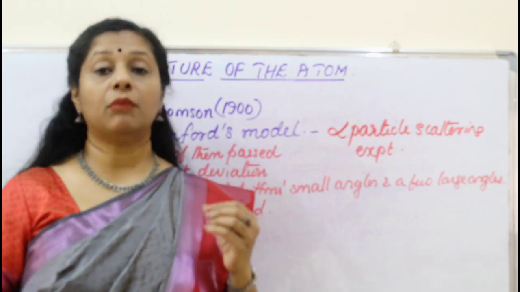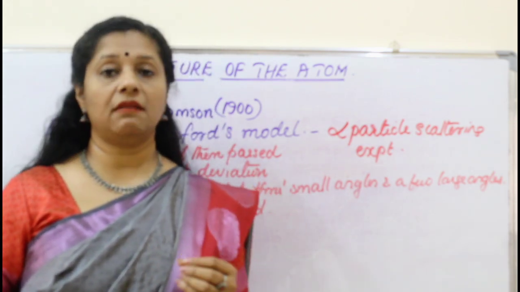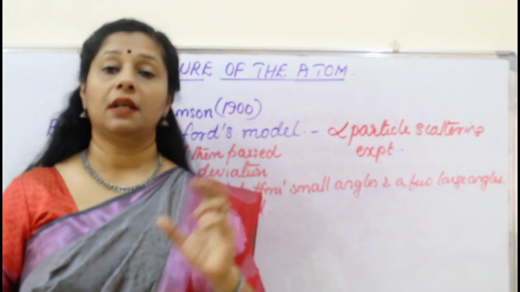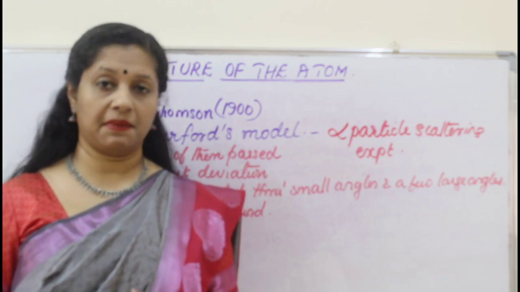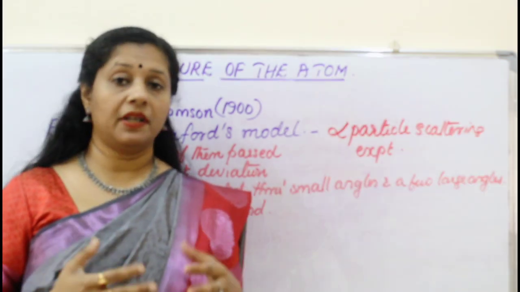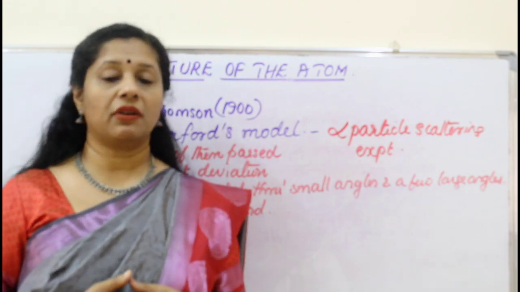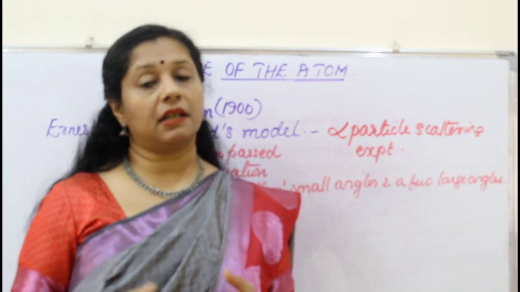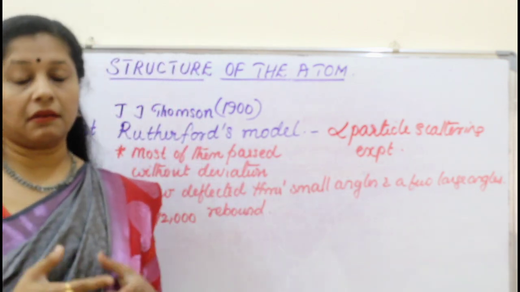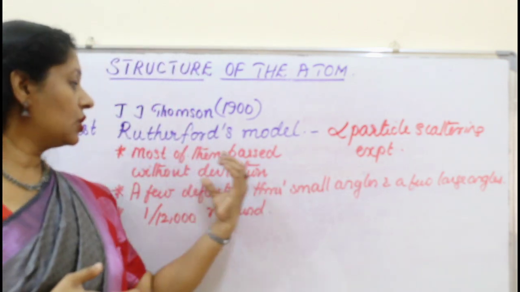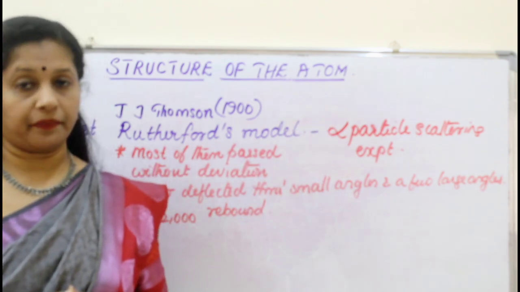Then he started bombarding this helium, that is alpha particles, positively charged particles, into the sheet. He expected these particles to be deflected by the subatomic particles. Alpha particles are very heavy, so he didn't expect them to get much deflected. Minor deflection only he expected. But his results were incredible. Most of the alpha particles passed through the gold foil without any deviation.